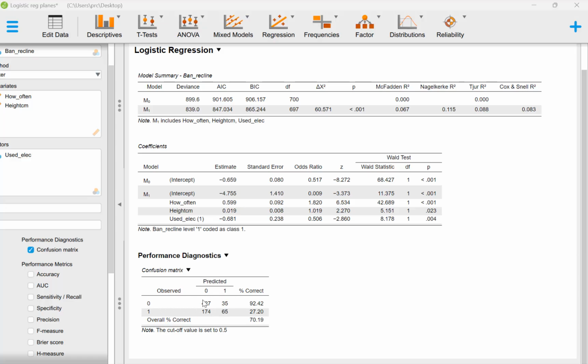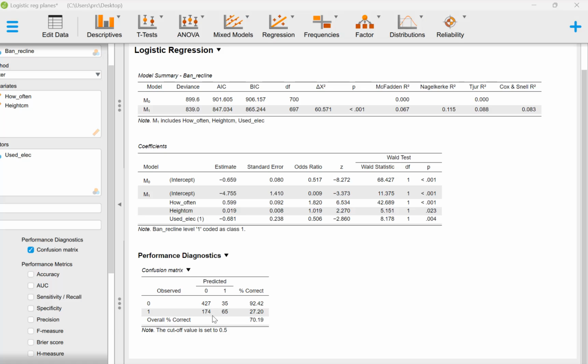So these 427 individuals did not want to ban reclining seats, and our model predicted that they would not want to ban reclining seats. So these are true negatives. These 65 people here want to ban reclining seats, and the model predicted they would want to ban reclining seats as well. So this is a true positive. So these are correctly classified.